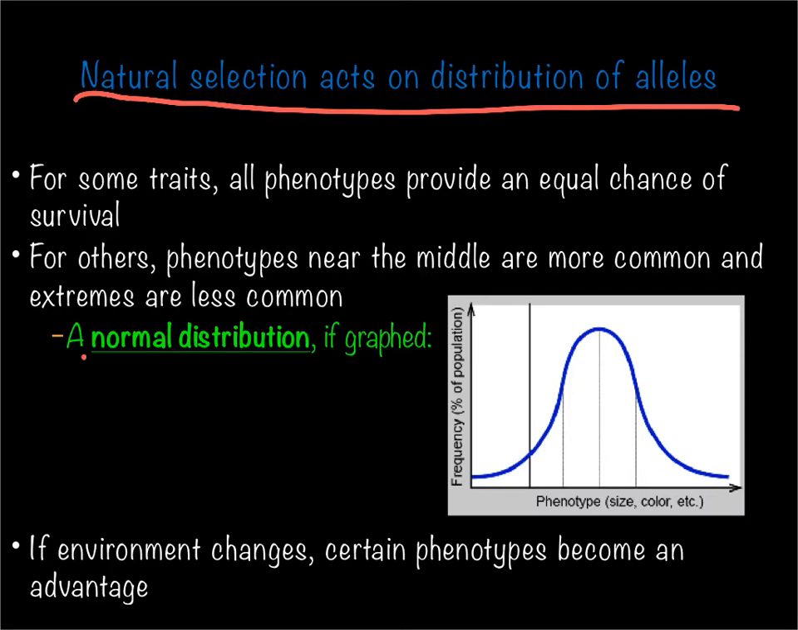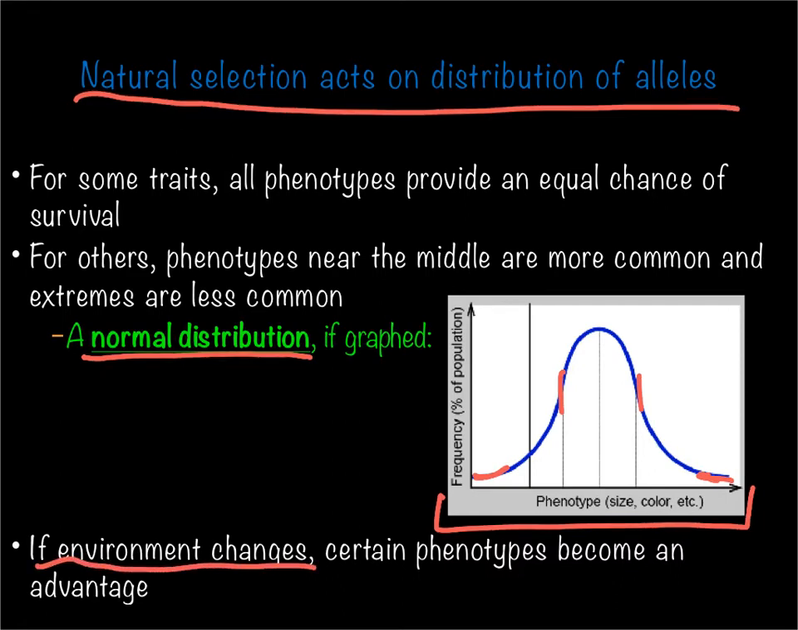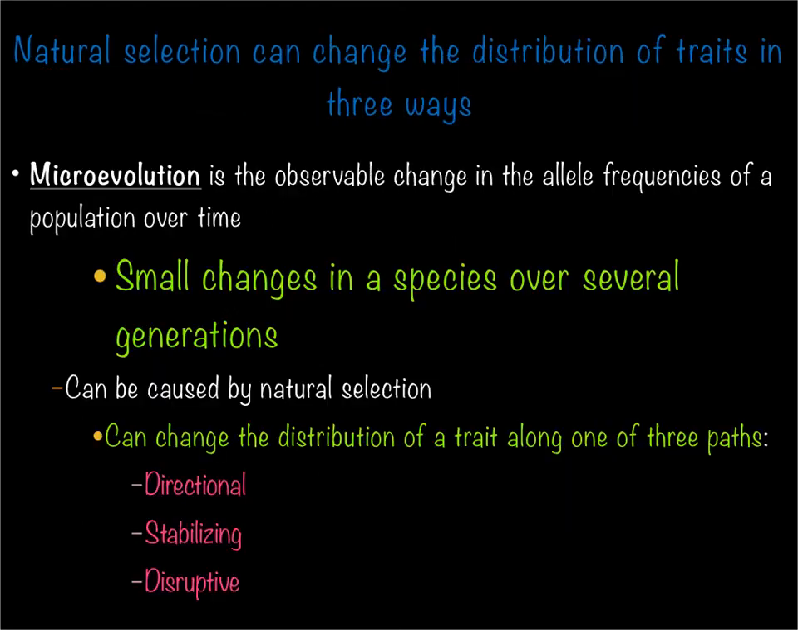If a normal distribution, remember normal distribution is shaped like a bell-shaped curve. This is just something to talk about in statistics, which means these in the middle would have the highest number of alleles, and the outliers or the extremes would have fewer alleles in that particular gene pool. If the environment changes, however, certain phenotypes may become advantageous. If they're advantageous, that allele is going to come up in a higher frequency in that population.